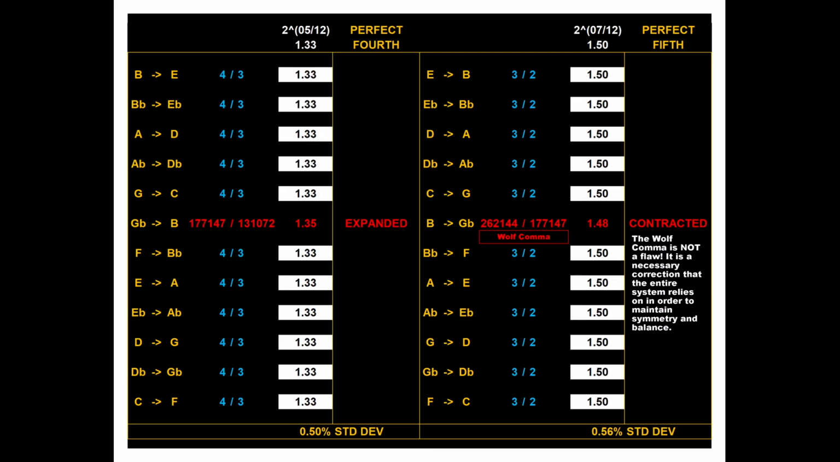The wolf comma is not a flaw. It is a necessary correction that the entire system relies on in order to maintain symmetry and balance. Similar to how we have a leap year, where we add an extra day to the calendar, it helps to keep the calendar in phase with the slight error that starts to occur over time. The wolf comma does this. It is a correction that helps the system to stay in balance. As you can see here, it is the largest fraction generated in the Pythagorean tuning system, and it happens to fall in the interval section of the smallest fraction possible, 3/2, the perfect fifth.